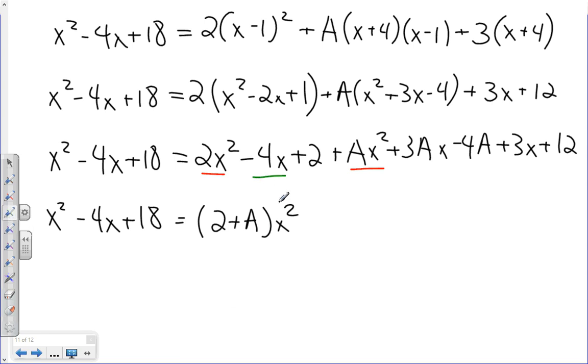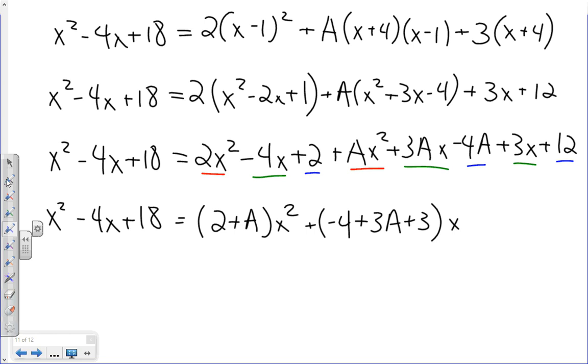And then I've got a minus 4x, a 3ax, and a 3x. When I combine those, I've got a negative 4 plus 3a plus 3. That's times the x. And then finally, the constants that are left, I've got 2, I've got a minus 4a, and a 12. So 2, minus 4a, and 12. Just make sure you got them all written down there. Double check to make sure you got everything. All right.